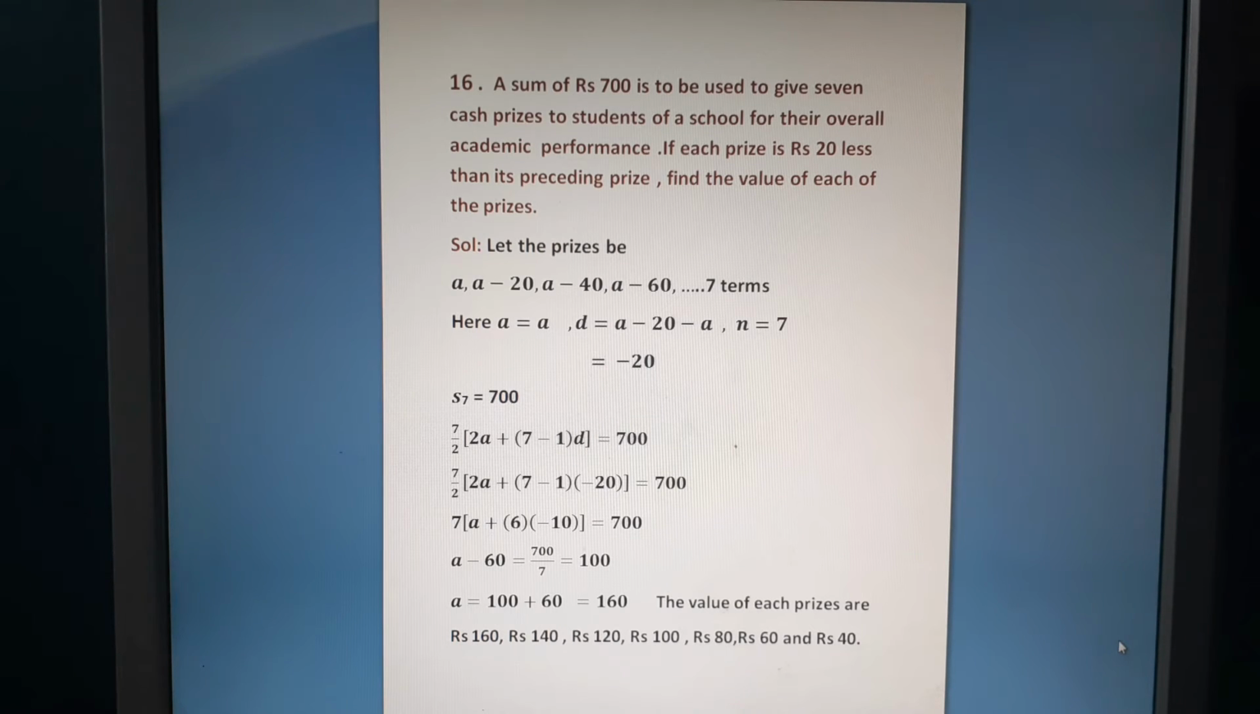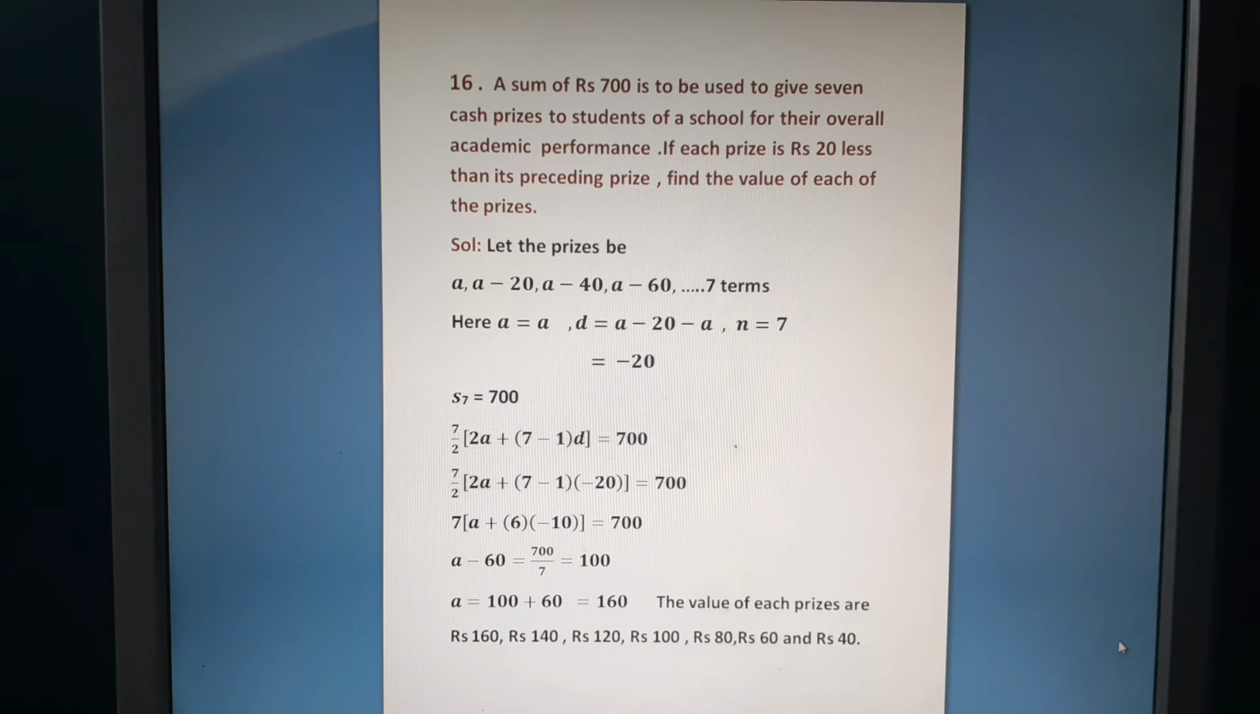Let the prizes be A, A minus 20, A minus 40, A minus 60, etc. 7 terms. Here first term a is equal to A, common difference d is equal to second term minus first term, that is A minus 20 minus A is equal to minus 20. n is equal to 7. According to the question, S7 is equal to 700.